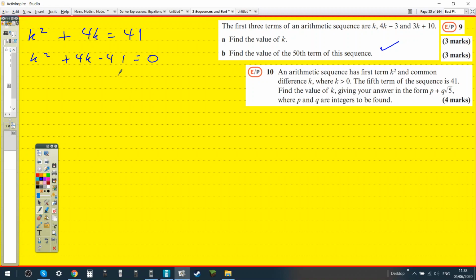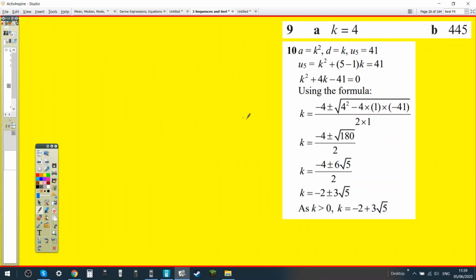Find the value. Okay, and then I got minus 2 plus 3 root 5, or minus 2 minus 3 root 5. And it says k is greater than 0. So would it just be minus 2 plus 3 root 5? Yeah, you did it. It's fine. Okay, that was easier than I thought it would be.